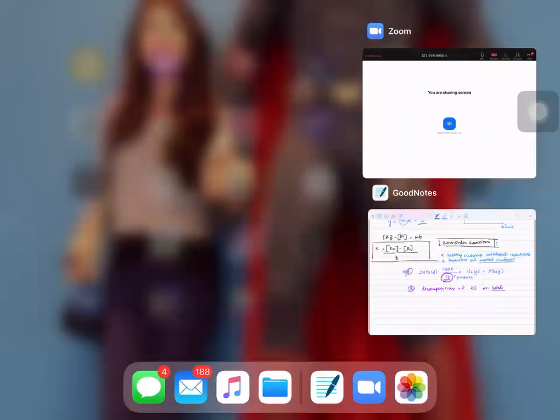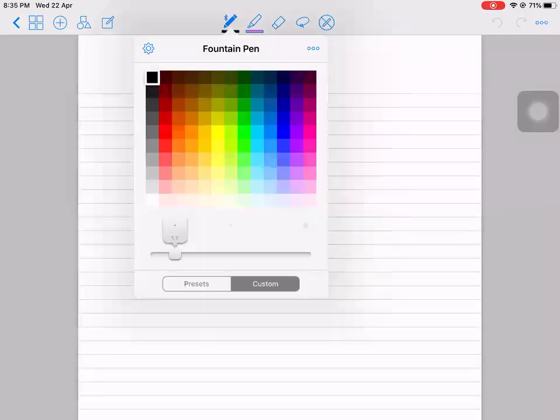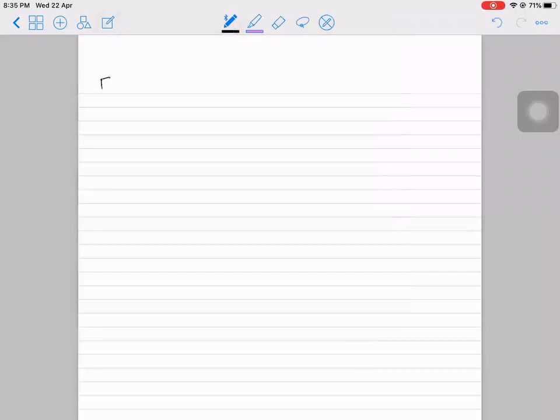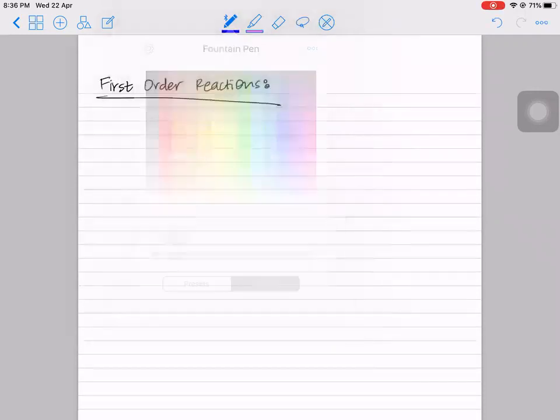Order reactions, and we'll see the integrated rate equation for first order reactions. You can copy this later. I'll share the notes also. Now let's talk about first order reactions. Right, let's figure out the integrated rate equation for these.